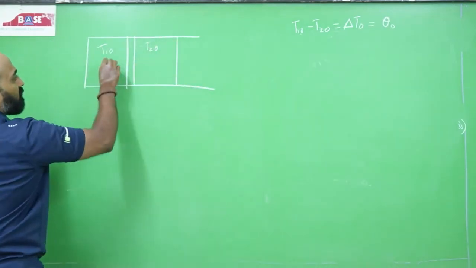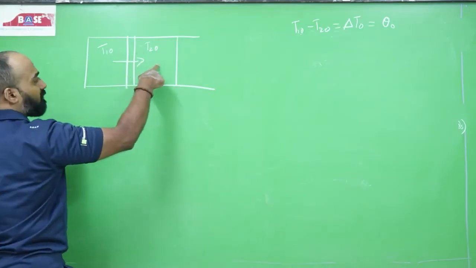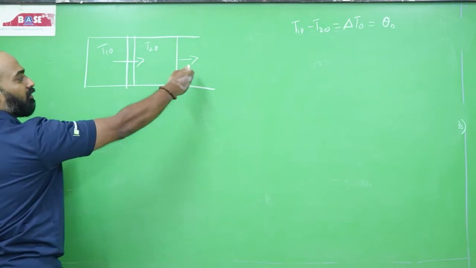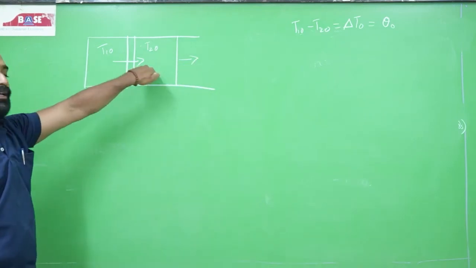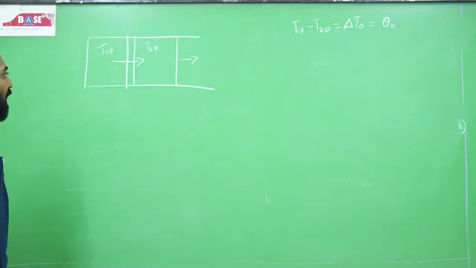As heat flows from here, the temperature here decreases, the temperature here increases, and this piston will slowly move outward to keep the pressure constant. So this is the isochoric process, and this is an isobaric process. Each of them contains 1 mole of ideal gas.